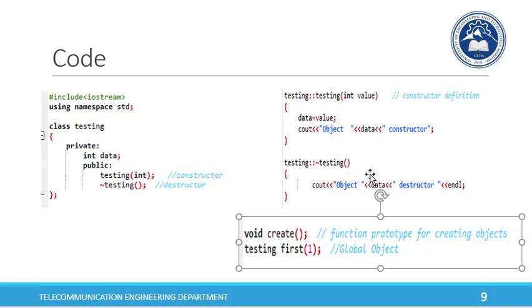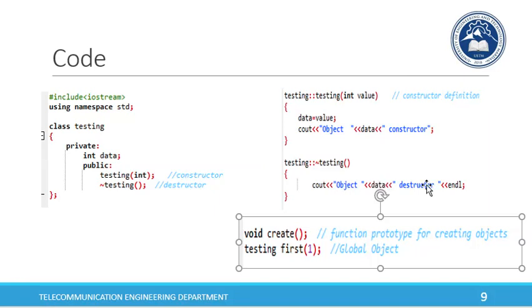This is the definition of the destructor, as the name of the class is Testing, then the scope resolution operator, and then the tilde sign, and then Testing. Testing is the constructor, as you have seen here, and tilde Testing is the destructor. We have the same right here: the object and then data and destructor.